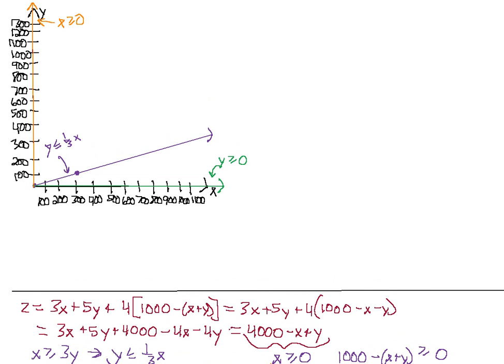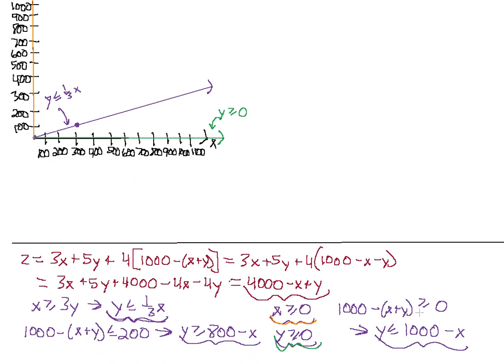Let's graph the other ones. So next, let's go ahead and do this one. We have y is greater than or equal to 800 minus x. So when x equals 0, y equals 800. So it's going to be the point right here.